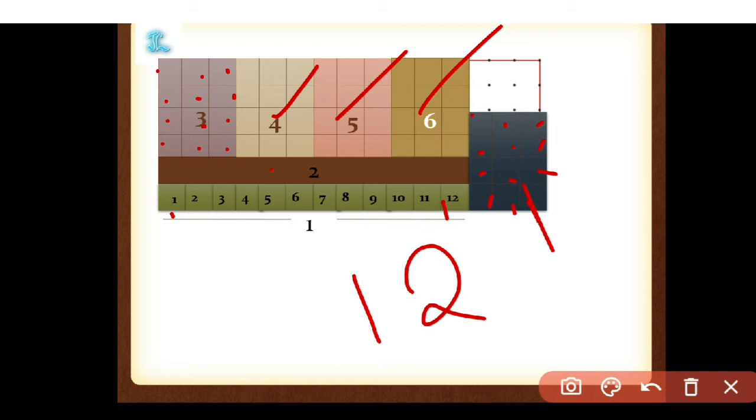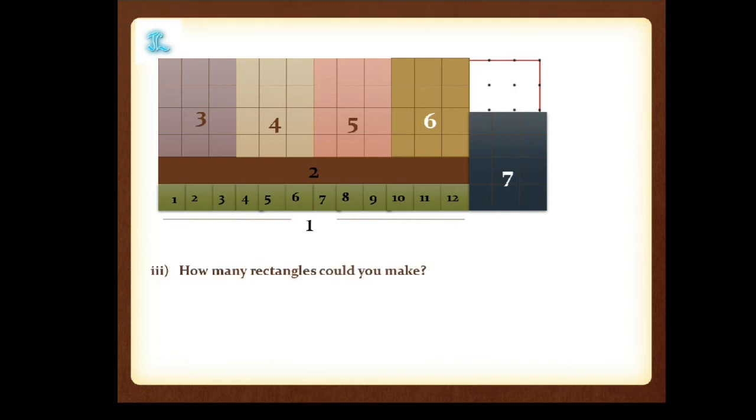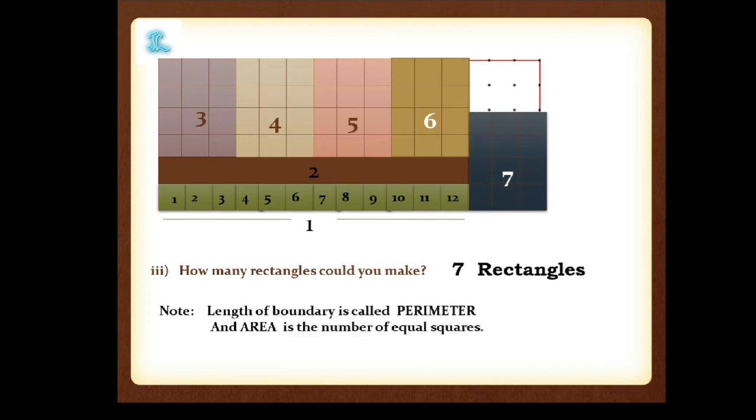So each set is having how many squares? 12 squares. And left out, if I draw here, how many will I get? Think: 1, 2, 3, 4, 5, 6. Will that become a set? No, because they have asked us to make a set of 12 squares. I hope everyone understood till here. So this is the seventh one. Now, how many rectangles could you make? Totally, 1, 2, 3, 4, 5, 6 and 7. So how many rectangles did we make?